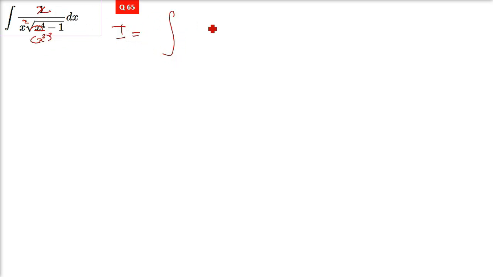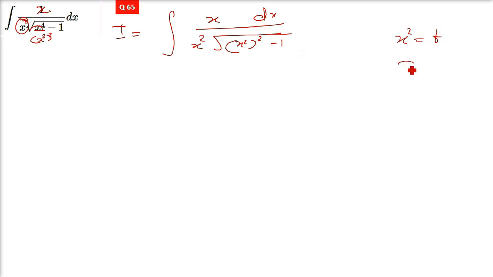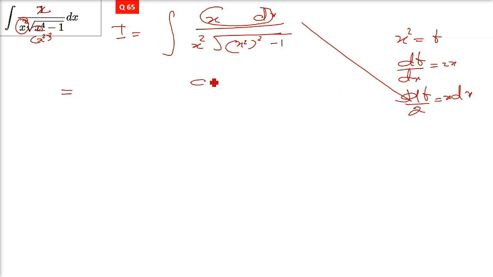So this integration will become x, which we have introduced ourselves, x dx. This x in the denominator will become x square. This is under root x square whole square, so we write x square whole square minus 1. Now let us go to our normal routine. x square equals t, dt by dx will be equal to 2x, so x dx equals dt by 2. This x dx in the numerator can be written as dt by 2. So this integration will become, taking half here, in terms of x square we write 1 by t under root t square minus 1.